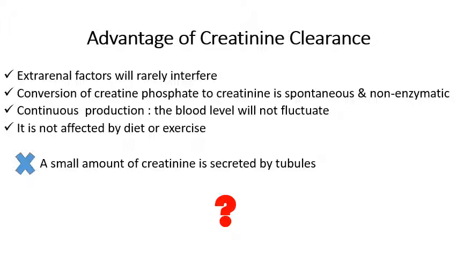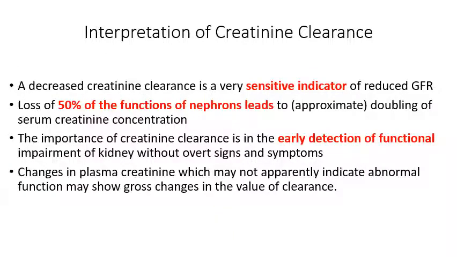A small amount of creatinine is secreted by tubules. Now the interpretation of creatinine clearance: decreased creatinine clearance, as we have already said, is an indicator of decreased glomerular filtration rate. Loss of 50% of function of nephrons leads to doubling of serum creatinine concentration. Normal serum creatinine level is 0.7 to 1.4 milligram per deciliter. So if you lose 50% of the functional capacity of nephrons, the level can double. A serum creatinine of 3 milligram per deciliter means 50% of the functional capacity of the nephrons is lost.